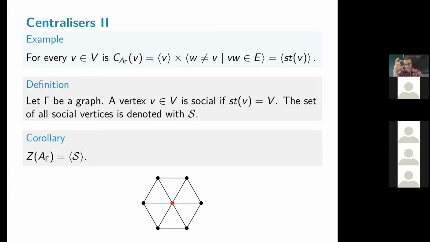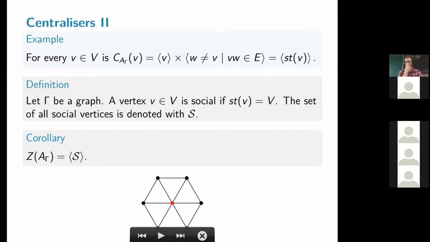Okay, so with centralizers, you can prove several things. For instance, determine the center of your group. And let me first give a definition. So given your graph gamma, a vertex V is called social if it's connected to every other vertex. So in other words, if its star is equal to the whole graph. Social because it has a lot of neighbors, hence the name social. And the set of all social vertices is denoted by this curly S. And then using the result for the centralizers of generators, it's easy to see that the center of your group will be generated by the set of all social vertices.